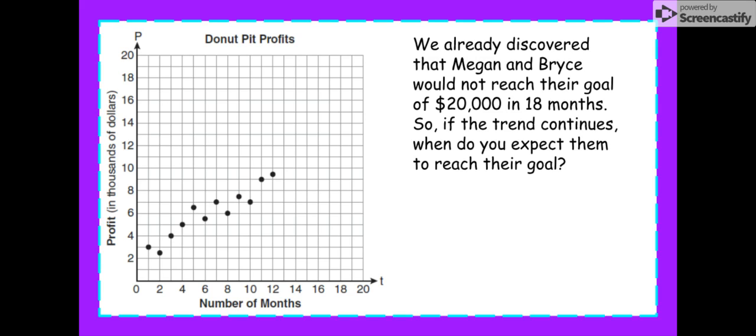But what I'd love for you to do right now is, if this trend continues, estimate and guess when you think they would be expected to reach their goal. Write that on your paper at the bottom. Next, click an answer that's closest to your estimation. Now flip over the packet and let's look at the first page.